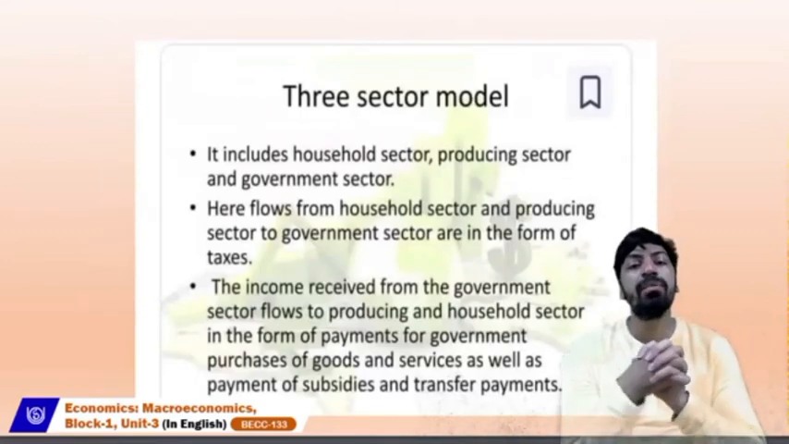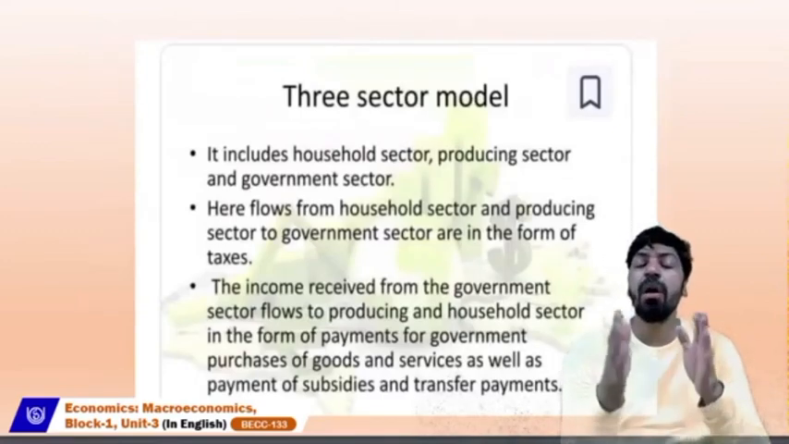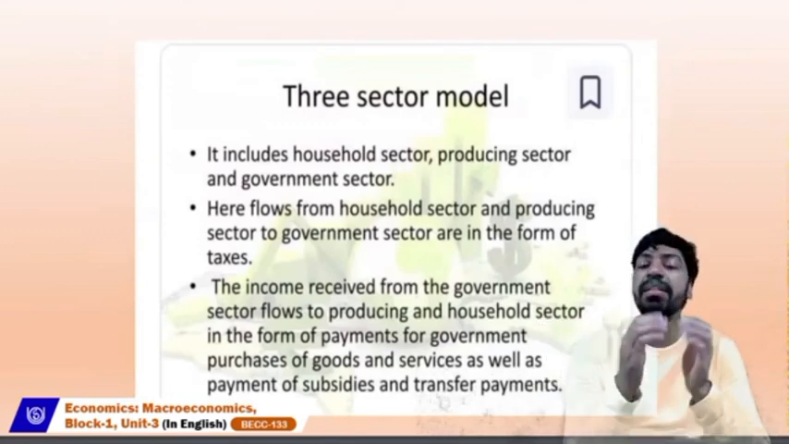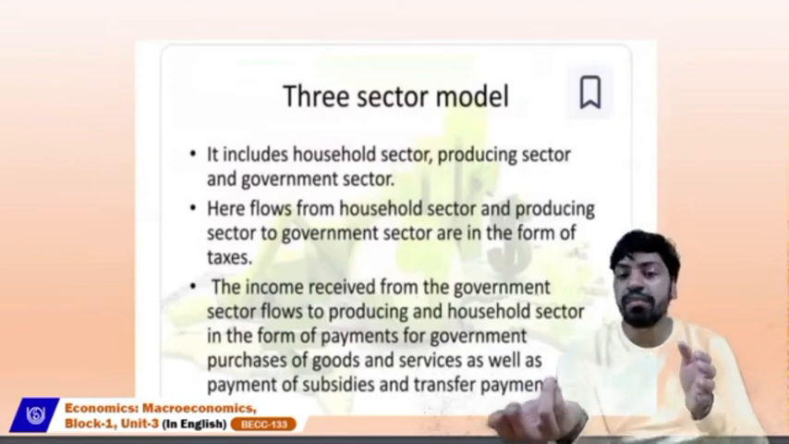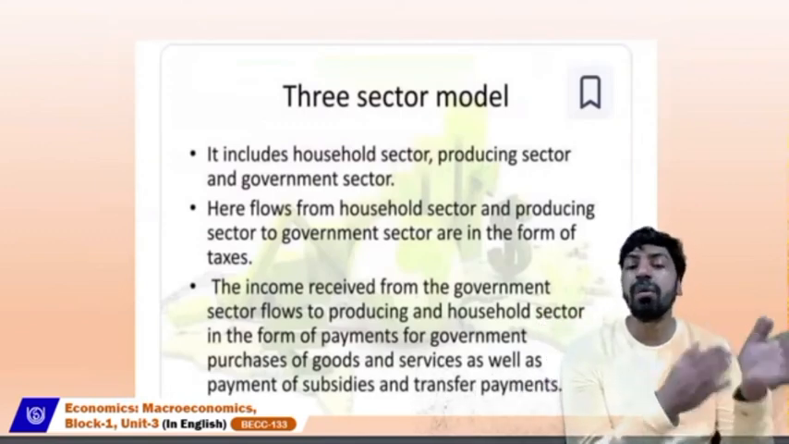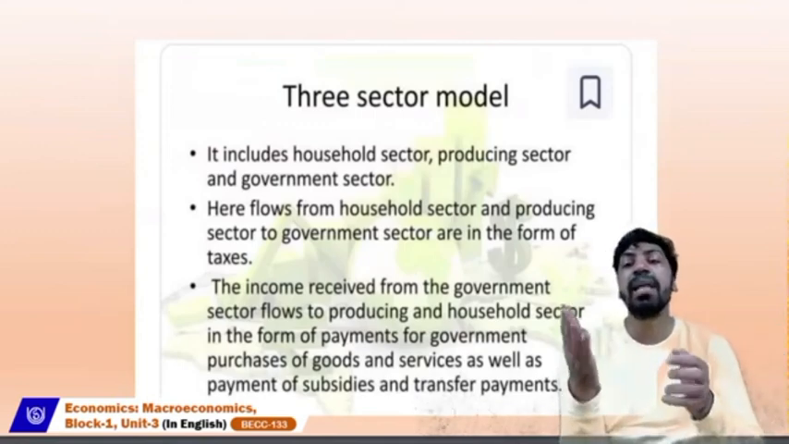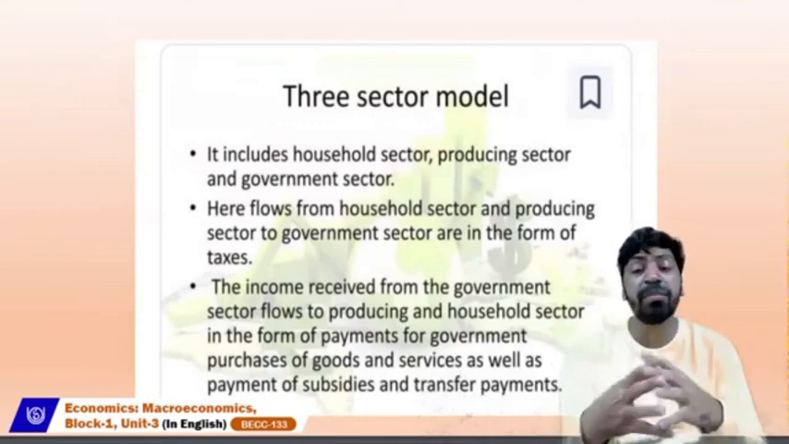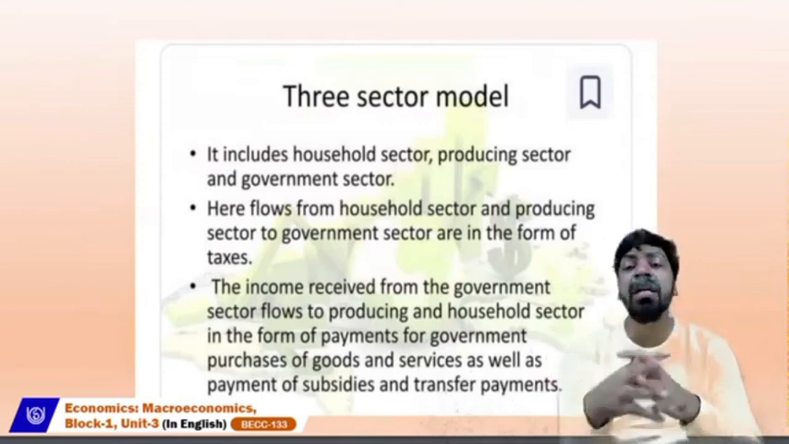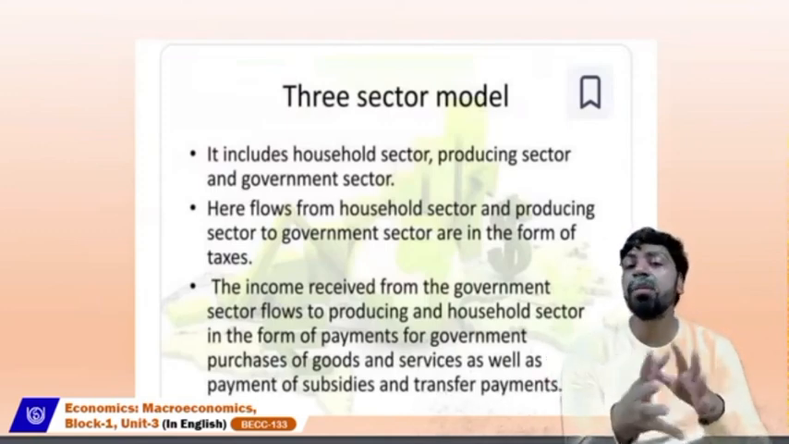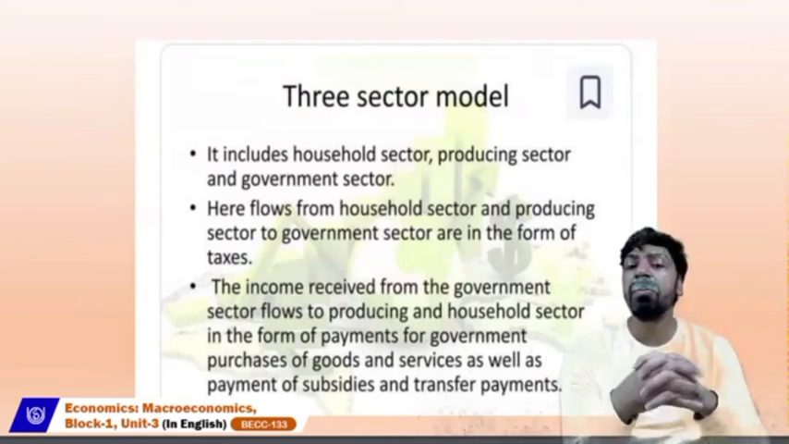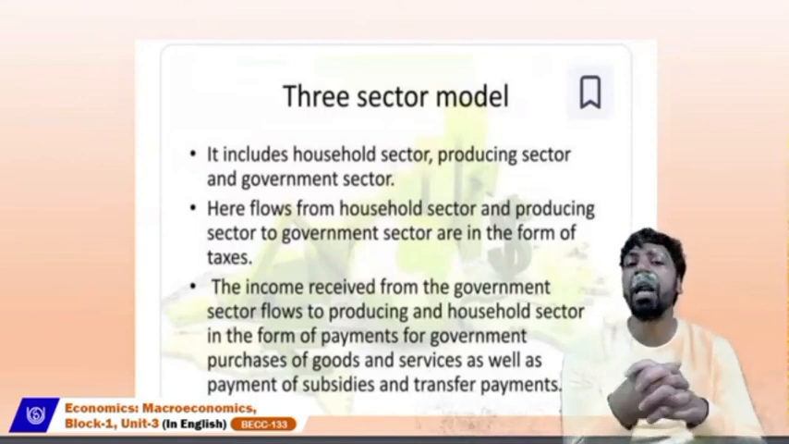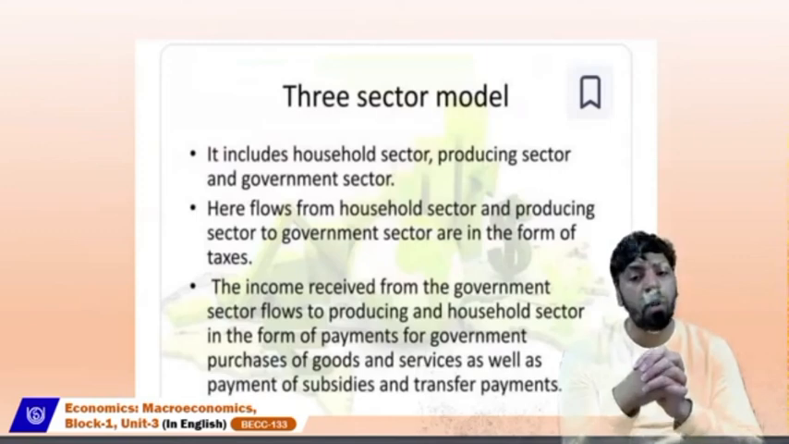Now we talk about the three-sector model. It has the same two main sectors that I already discussed in the two-sector model: the households and the businesses. The household sector is the households, and the producing sector is the firms or businesses. The government sector is the third main component under the three-sector model.